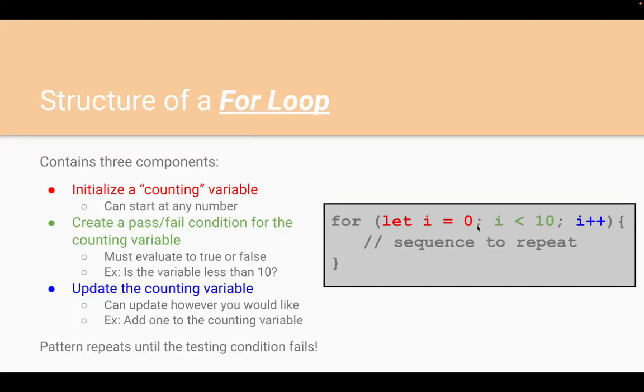So we're saying, if the variable i is less than 10, then go through this sequence, or the code in the for loop, and then add 1 to the variable i.